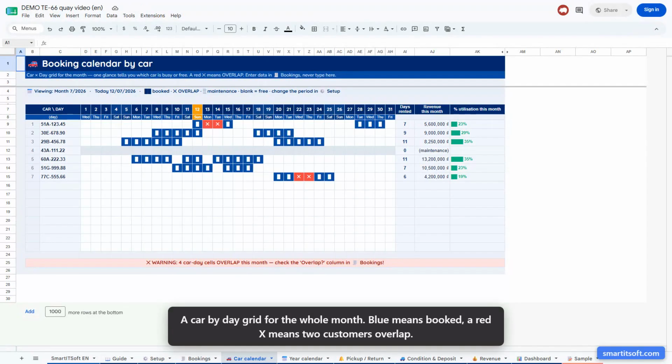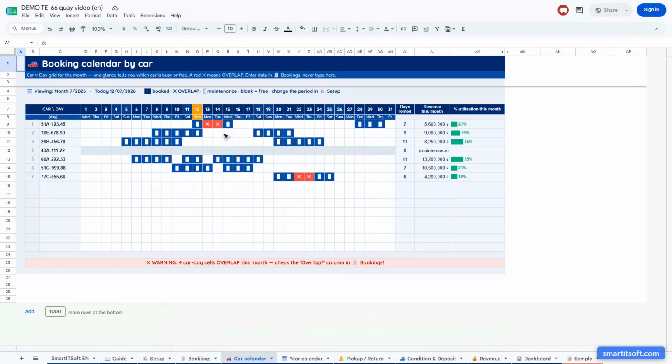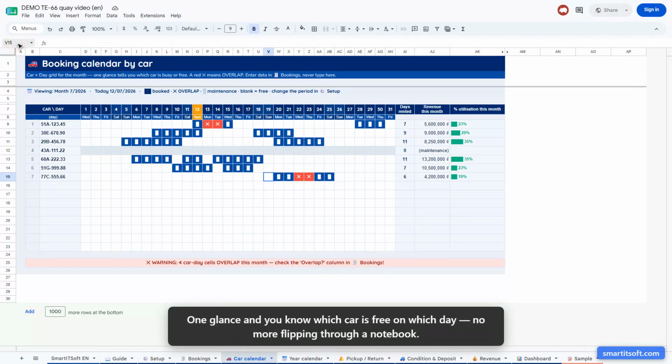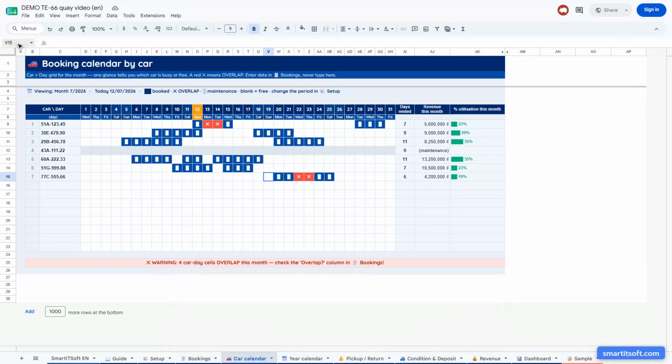A car by day grid for the whole month. Blue means booked, a red X means 2 customers overlap. One glance and you know which car is free on which day. No more flipping through a notebook.